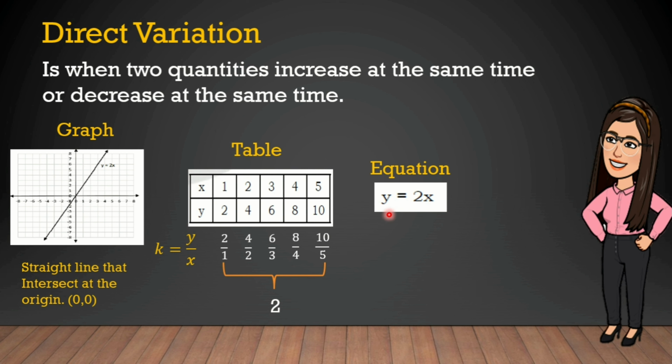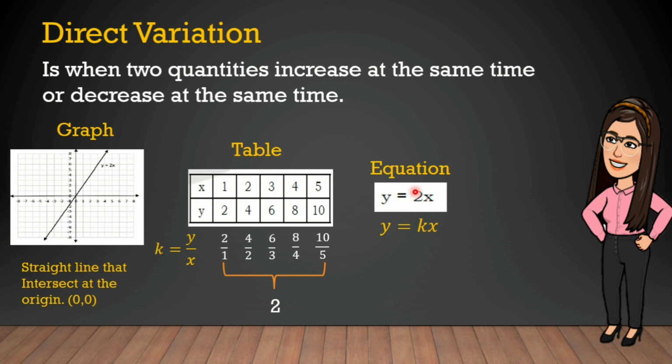Next, now let's go to the equation of direct variation. So in this case, the equation of variation is y is equals to 2x. So this is based from the formula of direct variation, y is equals to kx, wherein 2 is the constant of variation or constant of proportionality.